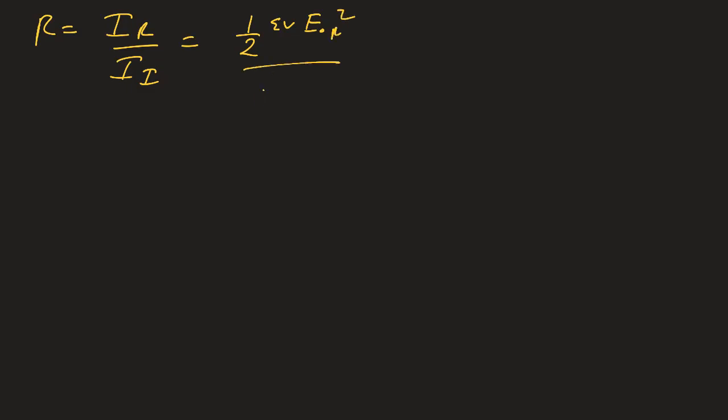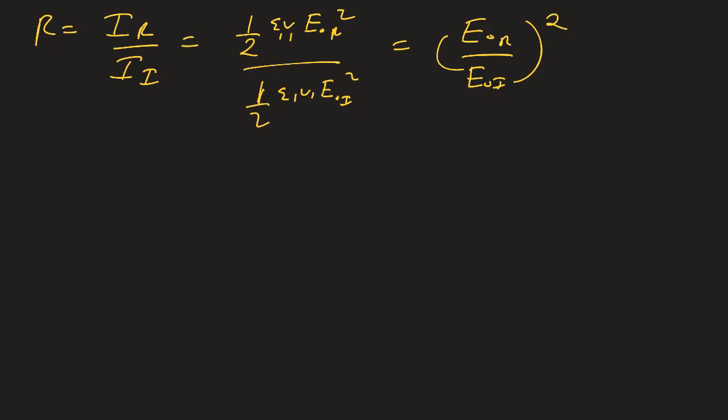Now reflectivity of course is easy, or R is equal to IR over II. That just becomes equal to 1 over 2 epsilon1 v1 E naught R squared over 1 over 2 epsilon1 v1 E naught I squared. So that's just equal to E naught R over E naught I squared. But from the earlier result, R becomes equal to n1 minus n2 over n1 plus n2 squared, which is an extremely cool result if you think about it.